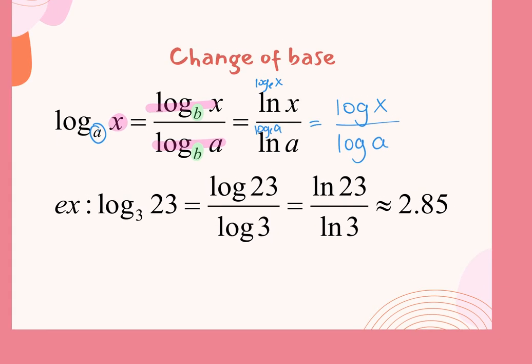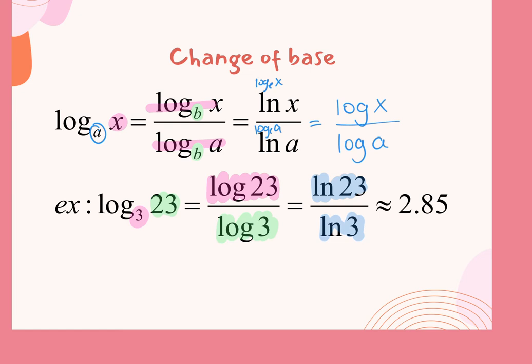So if I look at it with actual numbers, this is log base 3 of 23. So the 3, the little one, the base goes in the bottom. So I do log of 23 over log of 3. Or I can do ln of 23 over ln of 3. And then if you actually use your calculator, you'll find that that rounds to 2.85. So I would do ln of 23.